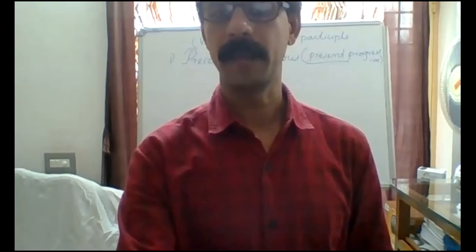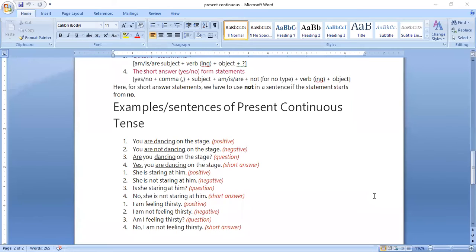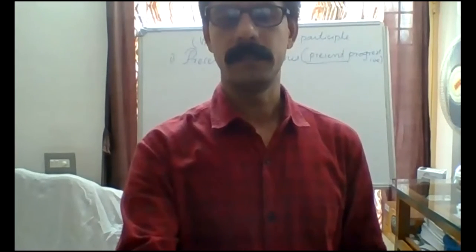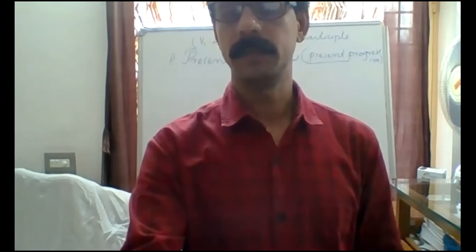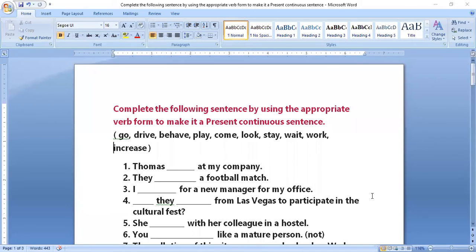This exercise you have to try to do. Complete the following sentences by using the appropriate verb form. Here, some verb forms are given. The list of the verbs given here: go, drive, behave, play, come, look, stay, wait, work, increase. First sentence: Thomas dash at my company.